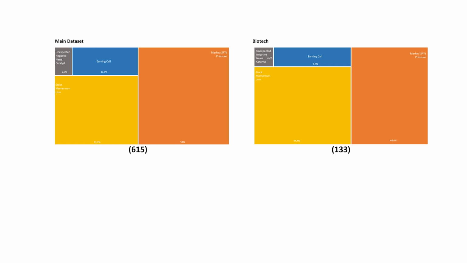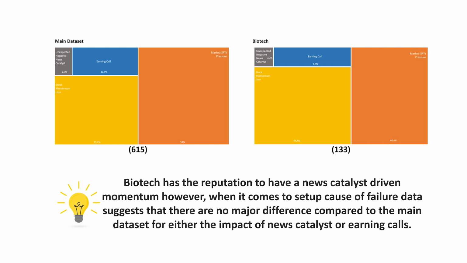Here's an overall conclusion after looking at the causes of failure both in the main dataset and biotech. Biotech has the reputation to have a news catalyst-driven momentum. However, when it comes to setup cause of failure, the data suggests that there are no major differences compared to the main dataset for either the impact of news catalysts or earning calls.